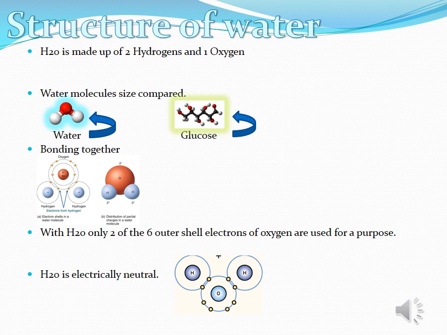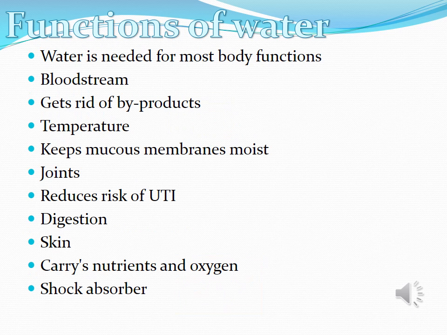With H2O, only 2 of the outer 6 shell electrons of oxygen are used for a purpose. This allows the oxygen to bond with the hydrogen. 4 are left to be non-bonding pairs. H2O is electrically neutral, which means it has equal protons and electrons, and they are not distributed evenly.